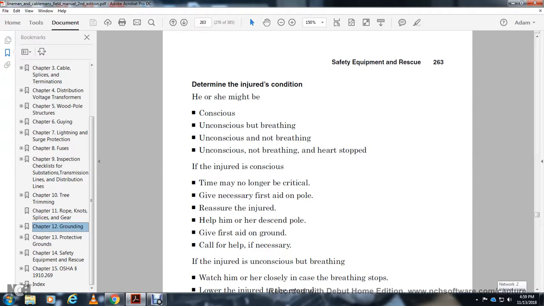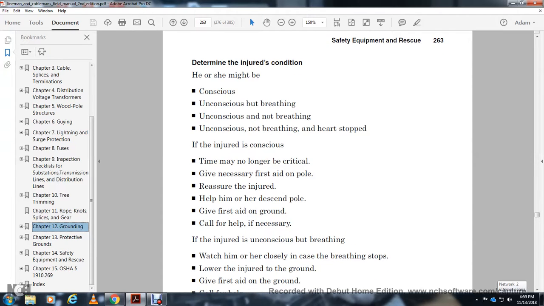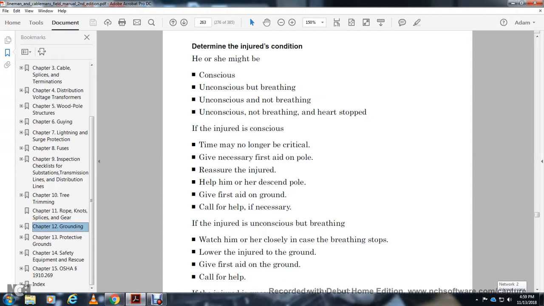Determine the injured person's condition. He or she might be conscious, unconscious but breathing, or unconscious and not breathing. If the injured is conscious, it is not critical to give unnecessary first aid on the pole. Help him or her down the pole, give first aid on the ground, and call for help as necessary. If the injured is unconscious but breathing, watch him or her closely, and as long as the person continues breathing, lower the injured to the ground, give first aid on the ground, and call for help.